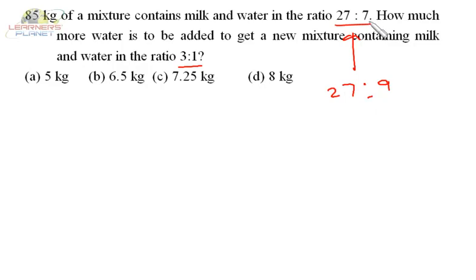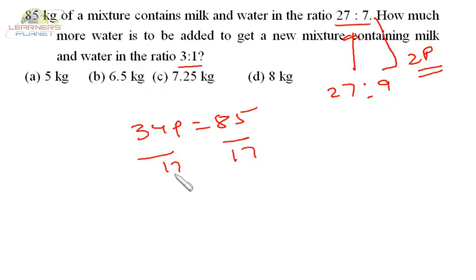That is 27:9. That means as of now I am having 7, and I wish to have 9, so 2 parts of water to be added. Now in all it is 34 parts. Now 34 parts is 85. Divide by 17 both sides. 2 parts will be 5. As simple as that. You can do it quickly, even mentally.